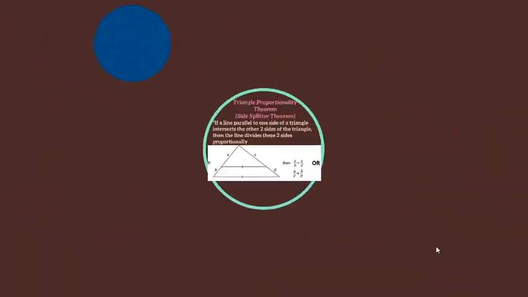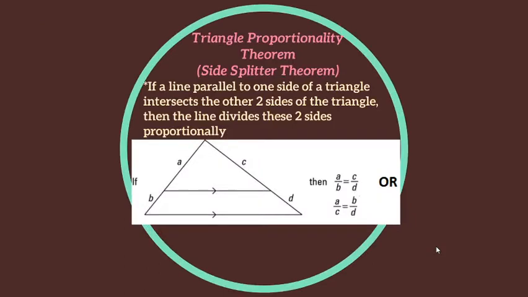Okay, let's get going on our first type of proportionate similar triangle. So the triangle proportionality theorem, or it's also referred to as the side splitter theorem, sounds a little violent. But anyways, if a parallel line to one side of a triangle intersects the other two sides of the triangle, then the line divides these two sides proportionally.